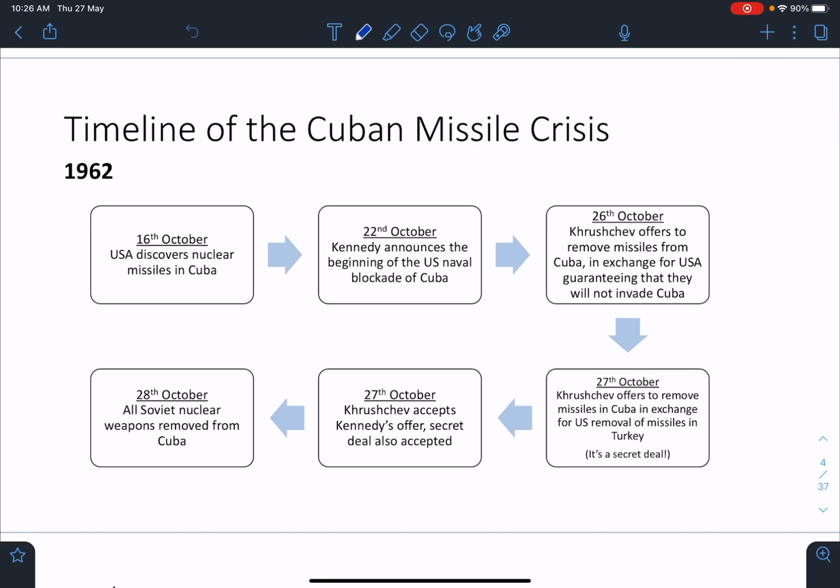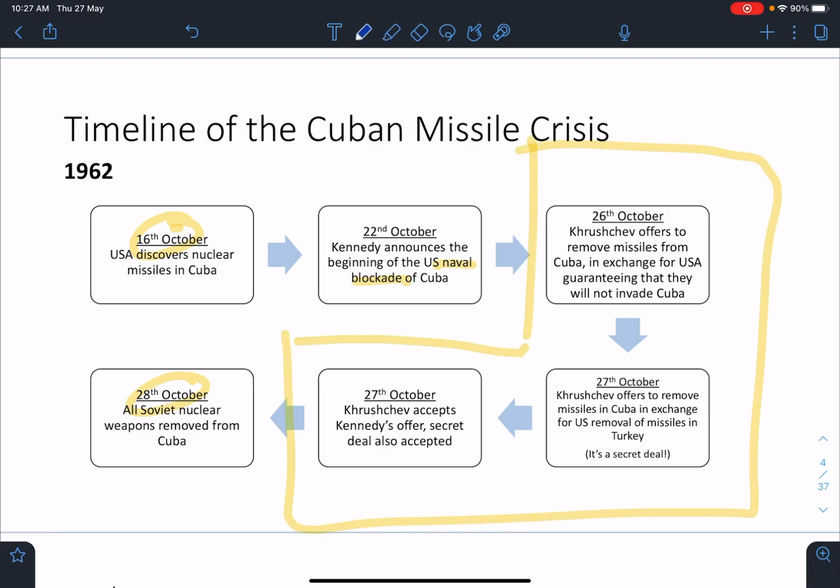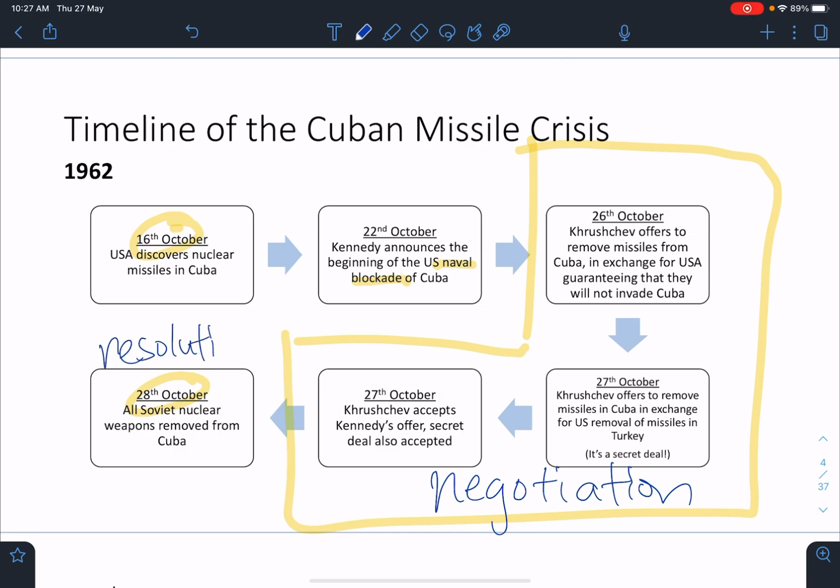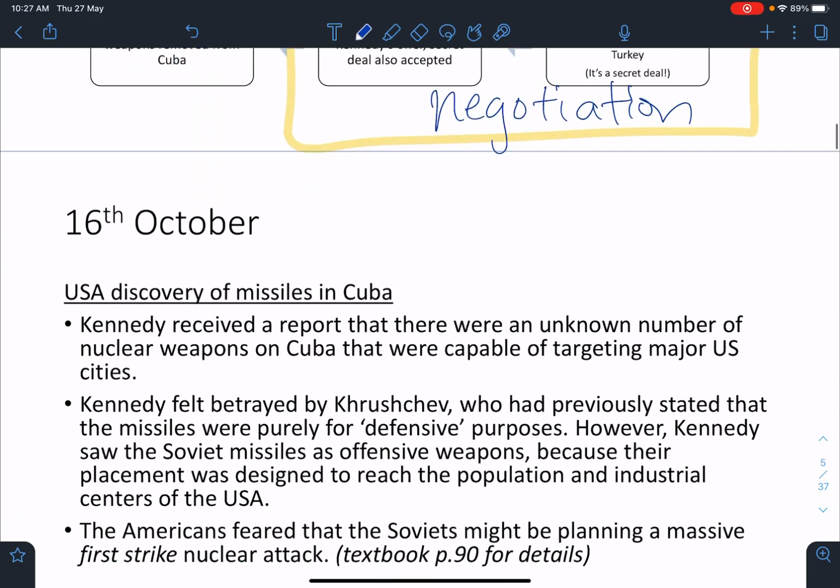Okay, it starts on the 16th and ends on the 28th, and what we will see is that at first, Kennedy announces the blockade, right, which we talked about. After that, there is a phase which is negotiation, okay, and it ends up with the missiles being removed from Cuba, okay. So let's have a look.